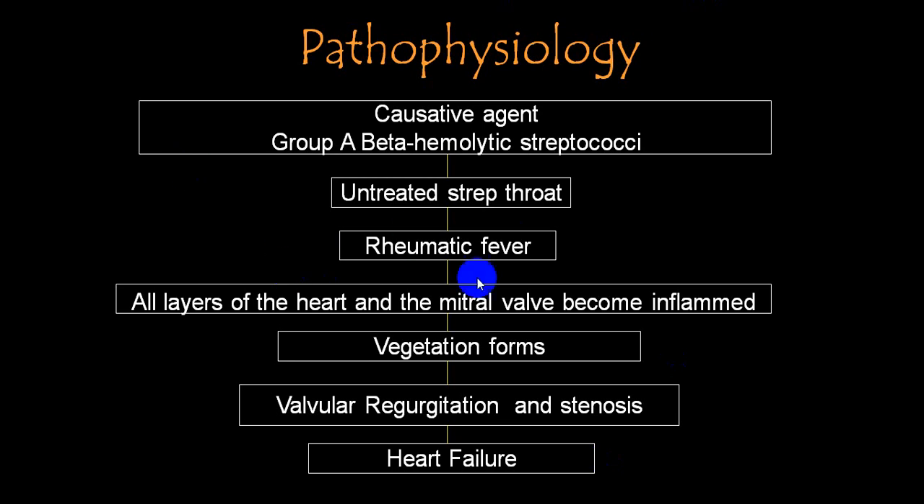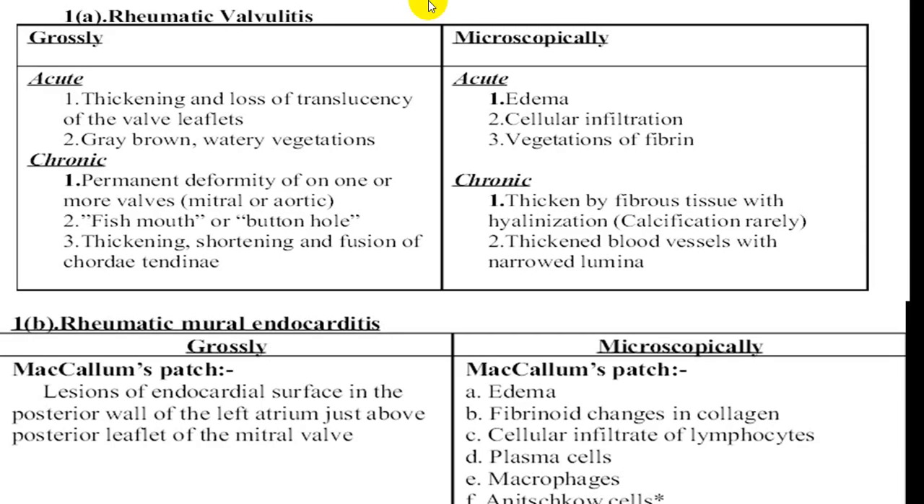So following a rheumatic fever, you get involvement of all the layers of the heart. The mitral valve is most commonly inflamed, and you can have MR or MS, and it can end up in heart failure. These are what we call histopathological changes, which are gross and microscopic. If you are interested, you can go through them at your leisure time.